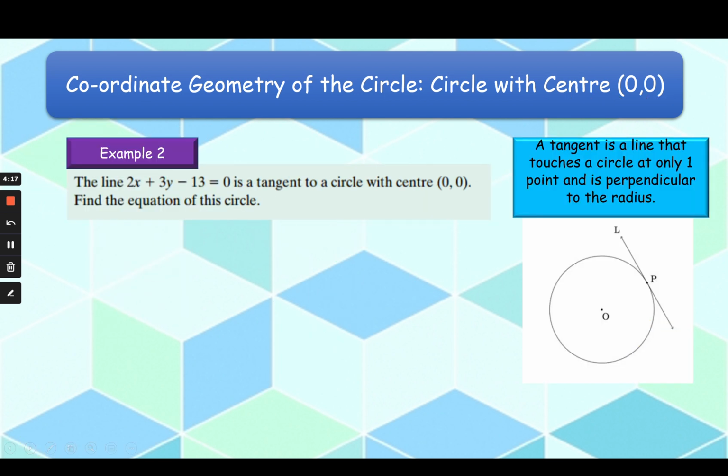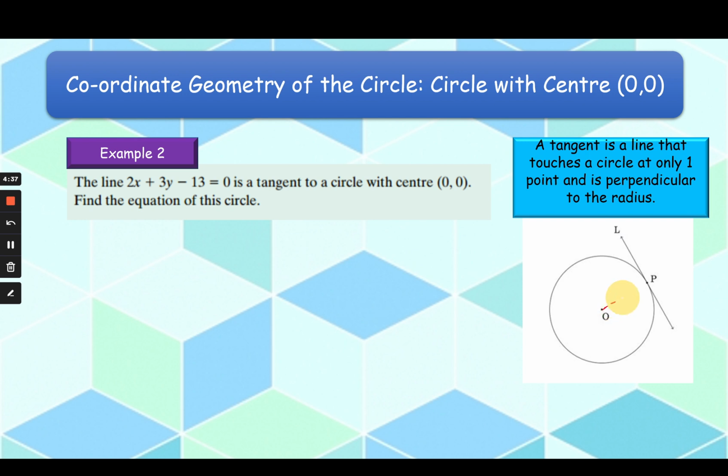So in example 2, we need to understand the word tangent. A tangent may be a new word to you, but a tangent is just a fancy word for a line. Specifically, it is a line that touches a circle at only one point and is perpendicular to the radius. Now that's very important here.